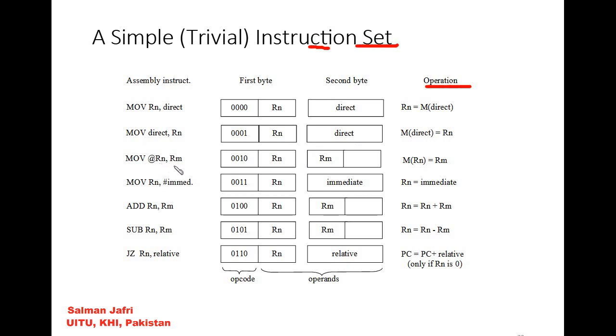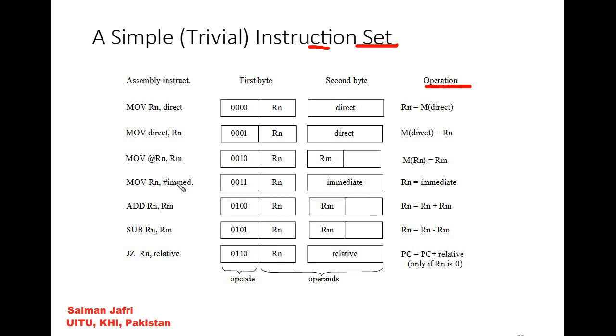Move @Rn comma Rm. Right. So what does happen in that? Register Rm value is assigned to the memory contents specified by register Rn. So whatever is the contents of register Rn, the memory location that is addressed by that contents of register Rn, the value of Rm is moved to those.